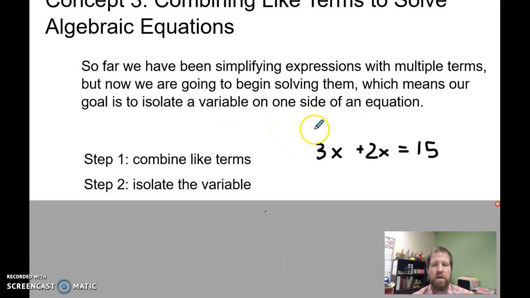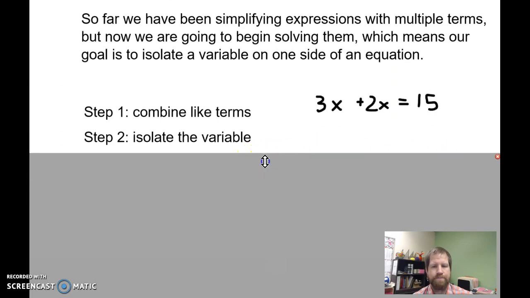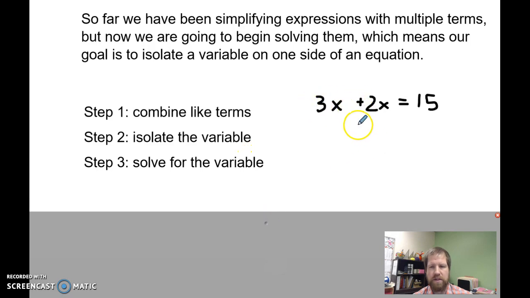And so now we're looking at solving equations. So we're just going to have one variable, and our goal is to isolate that variable, to get it alone on one side, and then get it so there's just one of the variable. So there's just one x. All right. So our first step is to combine like terms.